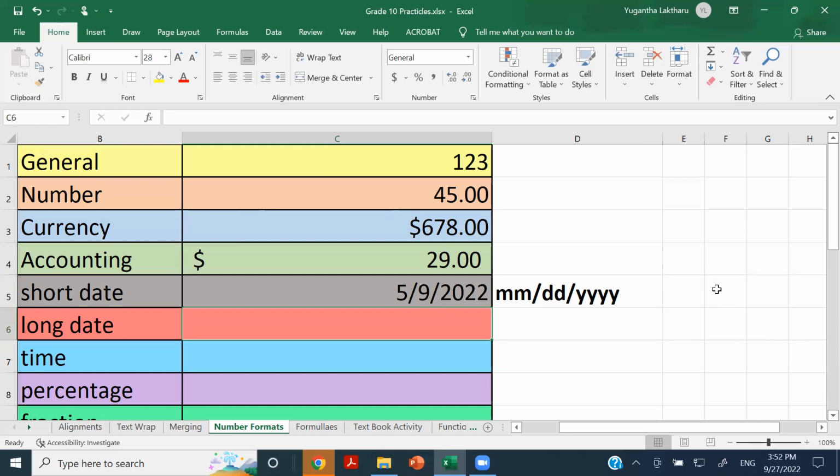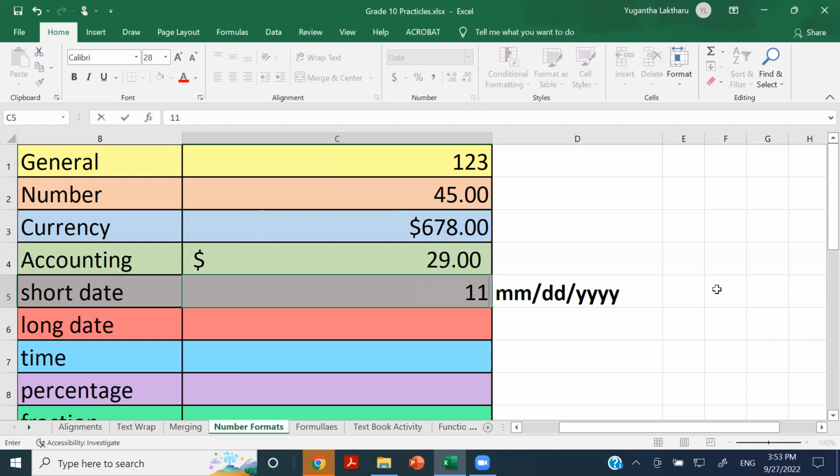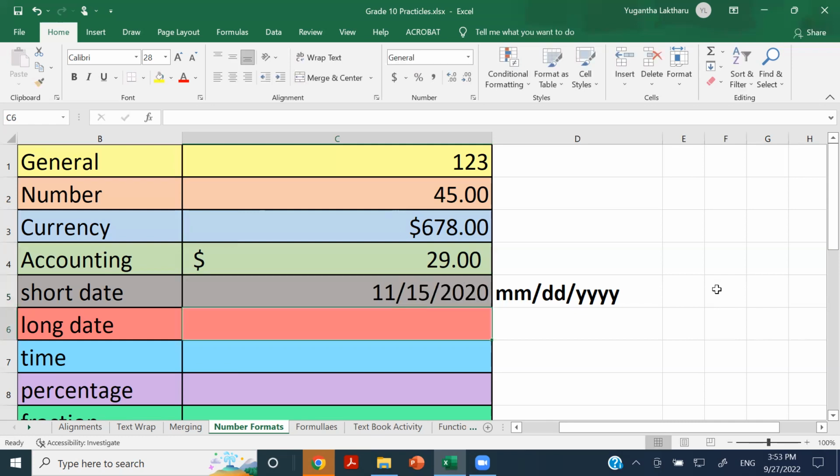Right, so this gives you 9th of May 2022. If you want some exact date, let's say we need November 15th of 2020. Then of course we have to type it in. November 15th means 11th month, 15th date, 2020. So it's going to take like that.